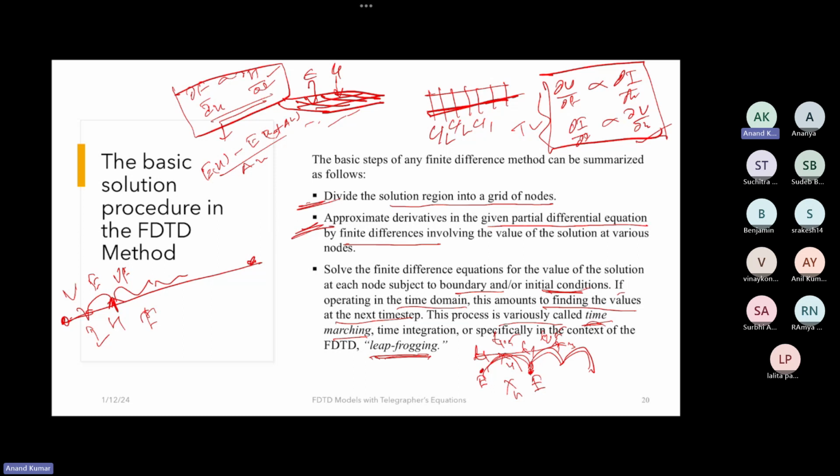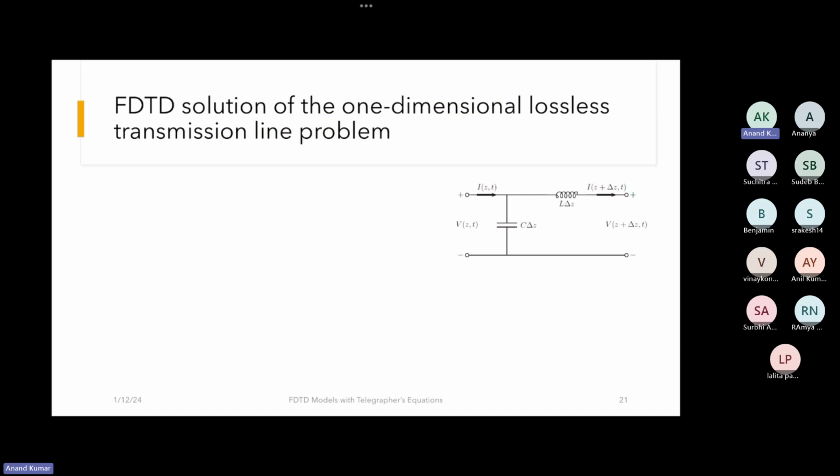So I'll pause over here if you have any questions. Okay. So let's look at the problem statement.